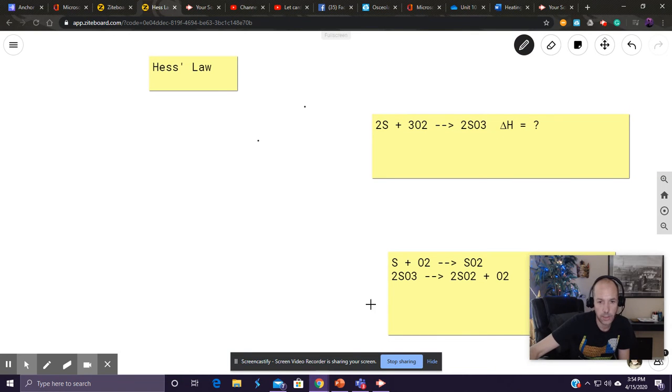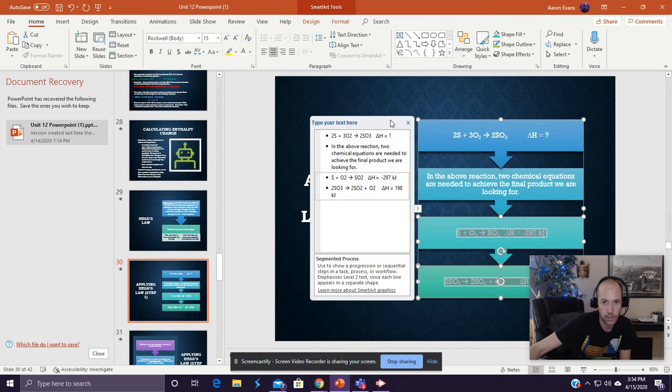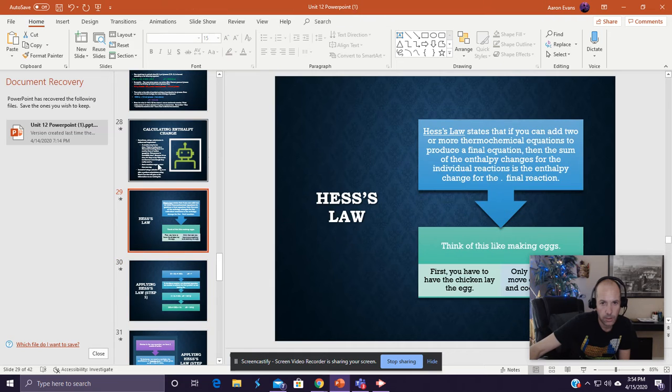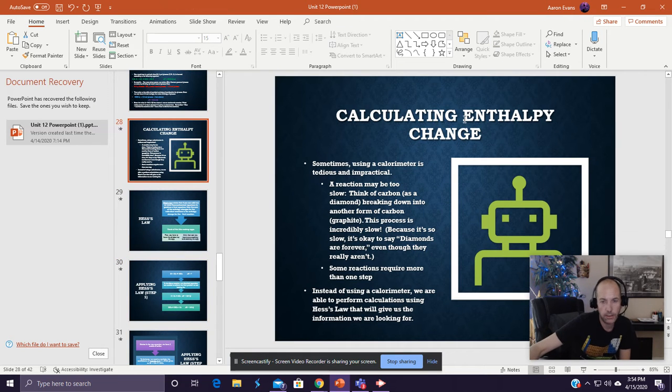Okay, so the next thing that we need to look at is Hess's law. When we're calculating an enthalpy change, sometimes a calorimeter is too tedious or we may not have one, or the reactions are incredibly slow, like diamonds, for example. So instead of using a calorimeter, we can perform a calculation using Hess's law. That's going to give us the approximate information that we're looking for.